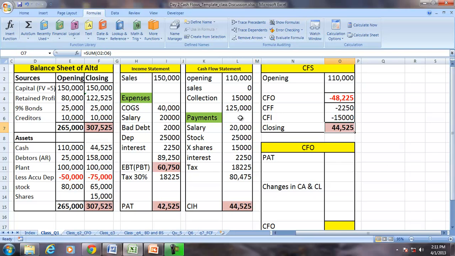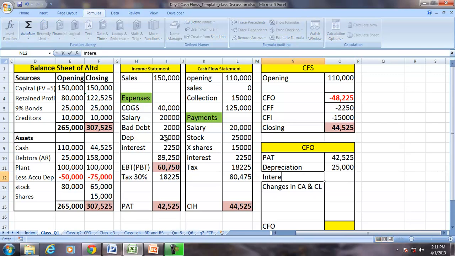Then we'll try to answer the question: when PAT is equal to 42,525, why is CFO negative 48,225? We know that PAT is not the same as CFO because of depreciation, that is a non-cash item. So we add back depreciation. Because of a non-operating item, that is interest, which we deducted while computing the PAT, we add back interest. And then to find the adjustments for the credit items, we refer to current assets and current liabilities.